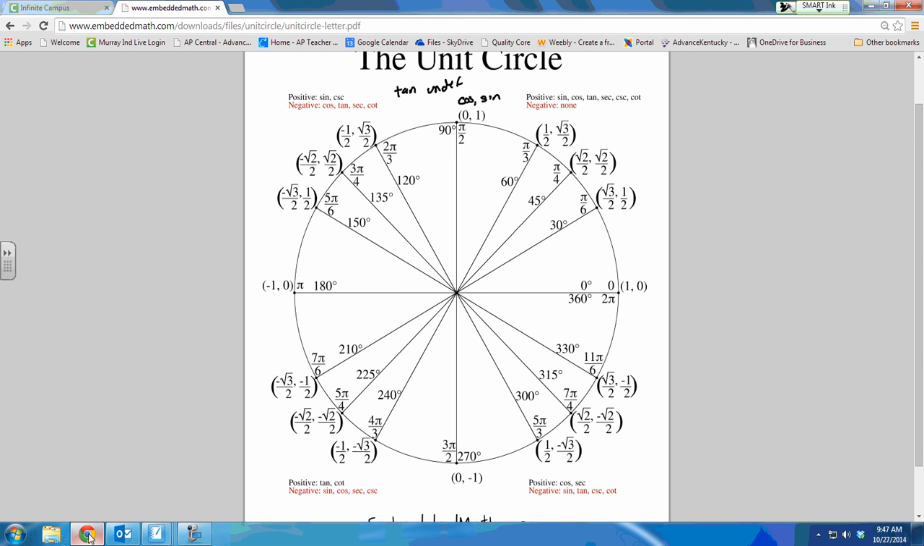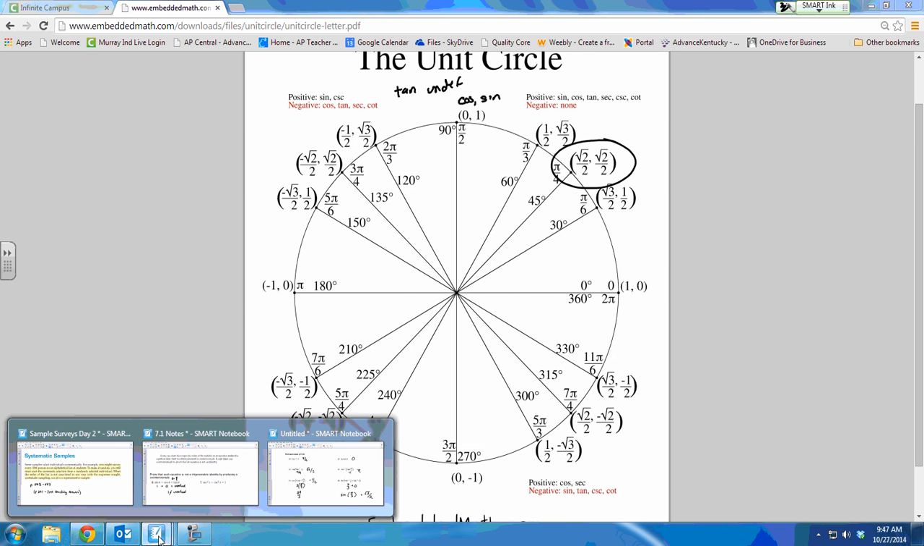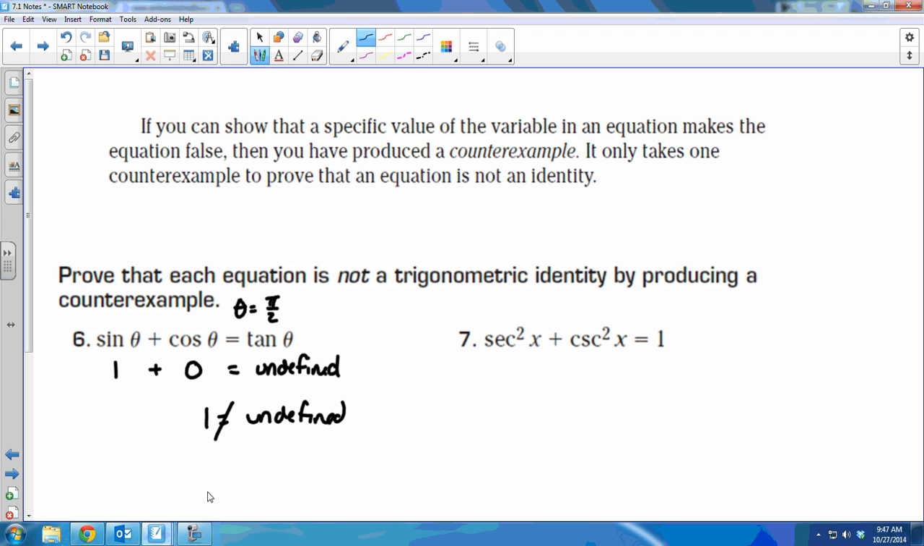So let's just pick. I don't know. Pick one. I don't care. Pi over 4. All right. So if we're looking at pi over 4, that'll be easy. Secant squared, well, secant's the reciprocal of cosine, which is square root of 2 over 2. So we have 2 over the square root of 2, squared. Same thing for cosecant, it's the same value.